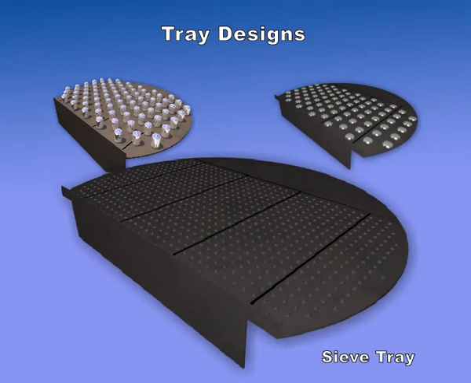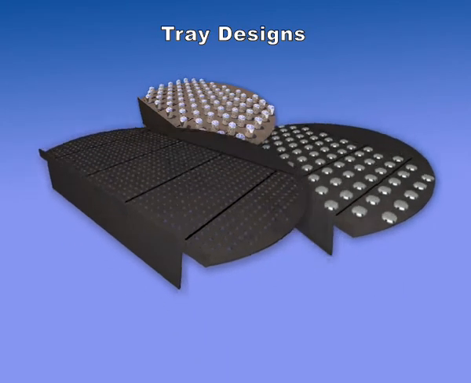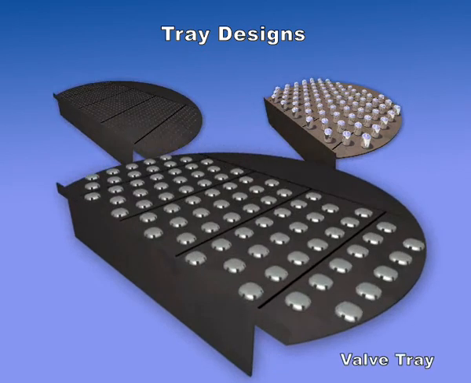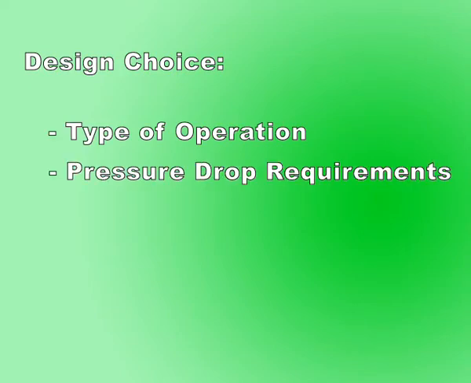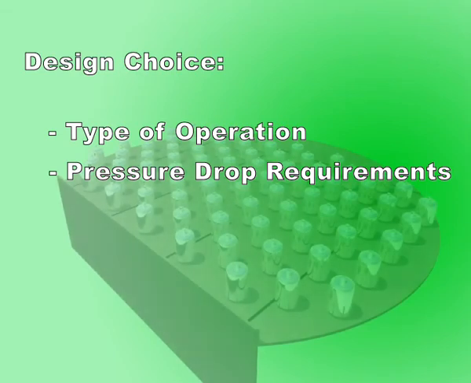Sieve trays have the simplest design by just having holes for the vapor to enter. In valve trays, the perforations in the tray are covered by caps. The rising vapors will lift the caps, creating a way for the vapors to enter the liquid. The caps direct the flow horizontally into the liquid. Compared to sieve trays, valve trays provide better gas-liquid interaction. The choice of design depends on the type of operation and the required pressure drop between the trays. However, because of their efficiency, bubble cap trays are preferred in many applications.